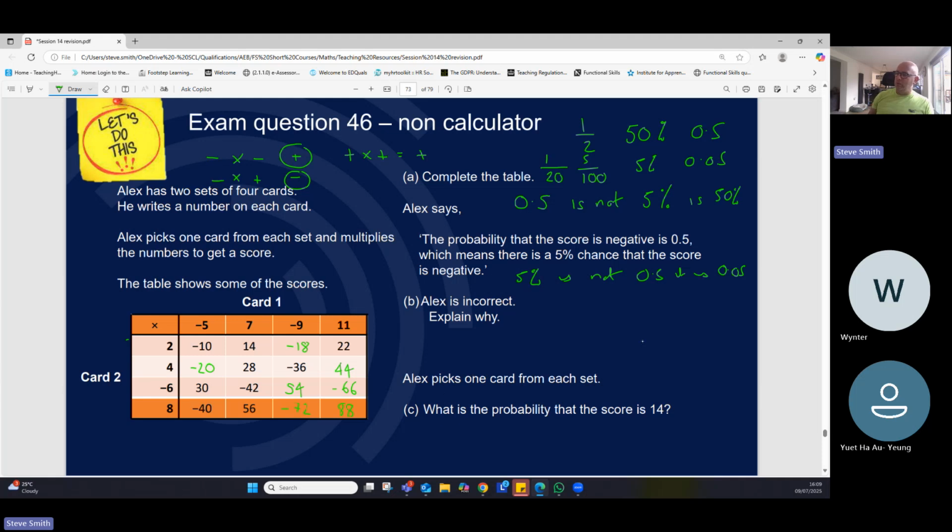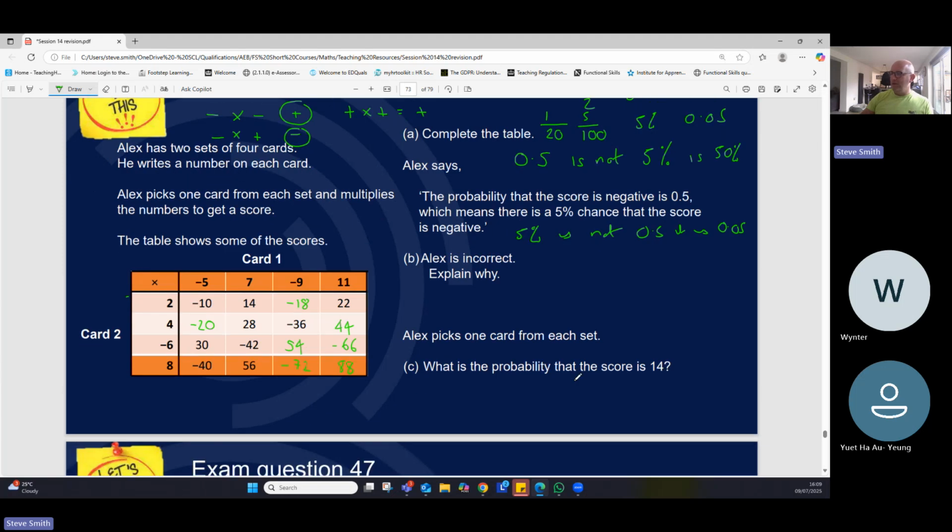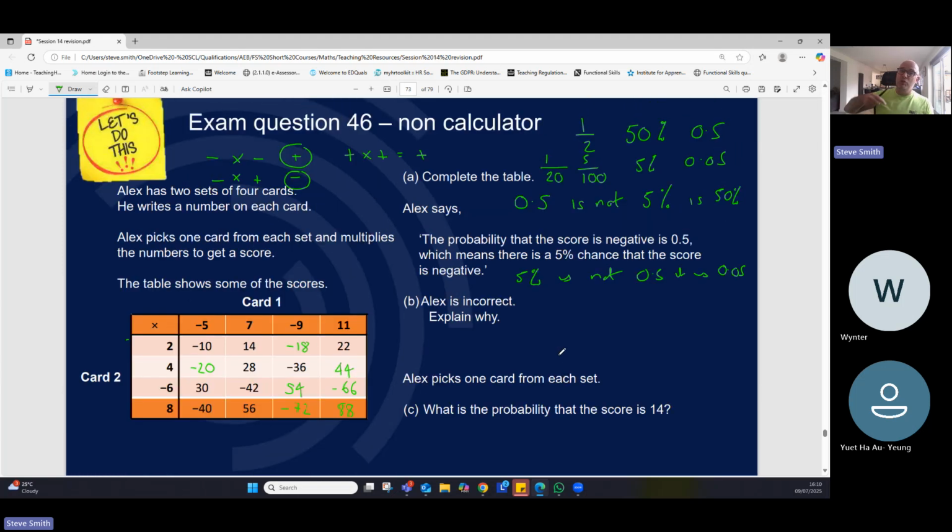And then this is the probability question. So after all that, we get a probability question to finish off. And probability often is a question that's you've done some more work, you've done some bits, and then you've got a bit of probability at the end. Because it's hard to build a big probability question up. So we've got Alex picks one card from each set. So he picks a card from this one and a card from that one. What is the probability that the score is 14?